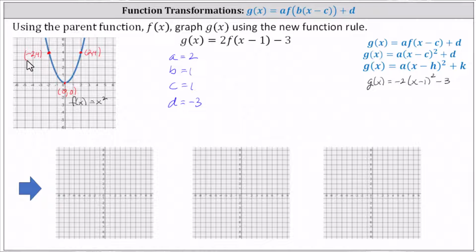And now to perform the transformation, we'll work our way from inside out, starting with the x minus 1, which indicates c equals 1. Again, this means the graph is shifted right 1 unit. This affects the x coordinates, or the x values. We will now add 1 to each of the x values for the 3 ordered pairs that we selected. Starting with the origin, adding 1 to x, the new vertex is 1, 0. For the point on the left, negative 2 plus 1 is negative 1, giving us negative 1, 4. And for the point on the right, 2 plus 1 is 3, giving us 3, 4.